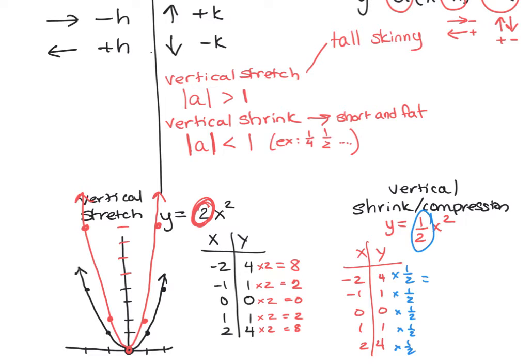So instead of the point (-2, 4), I'm going to have the point (-2, 2). And instead of the point (-1, 1), I'm going to have the point (-1, 1/2). Half of 0 is still 0. Remember, these should be symmetric. So it should look like you took the black graph, which is the parent, and just squashed it to the ground. You made it half as big. Okay? I'm going to start a new page for you.